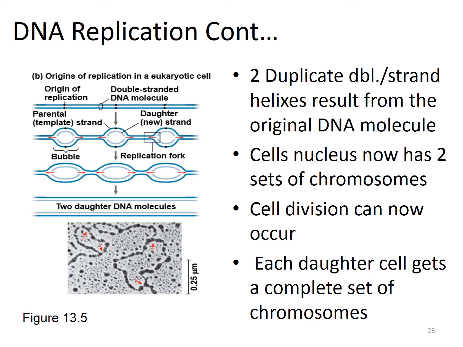Once all of the information has been copied, you end up with two duplicate double-stranded molecules, double helix molecules, resulting from the original DNA molecule. And as we mentioned earlier, you have 46 chromosomes in the nucleus of your normal body cells or somatic cells. After DNA is replicated, you've copied all 46 of those chromosomes, and for a short period of time you have 92. Now you have enough genetic information for both daughter cells, and so cell division can go ahead and proceed, with each daughter cell getting a complete copy of the genetic information that it needs to be able to function.